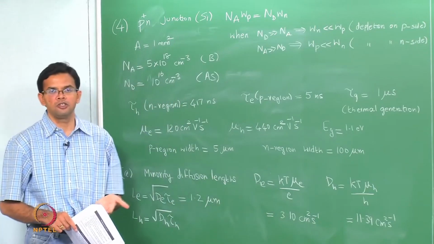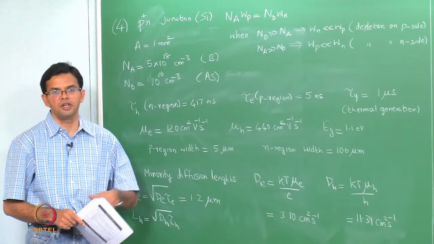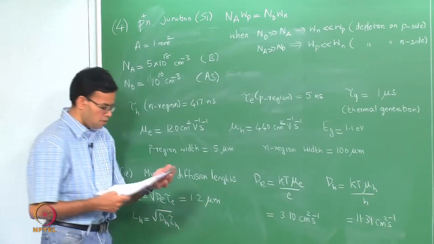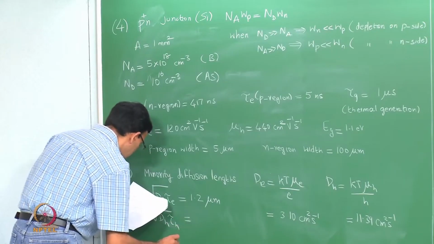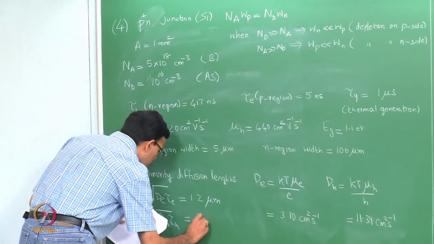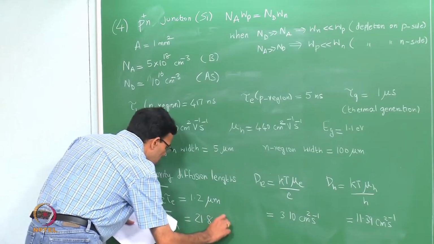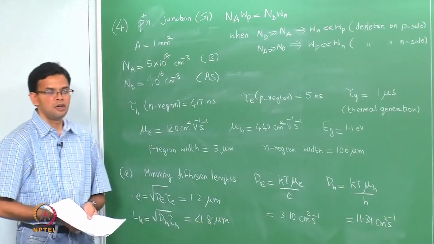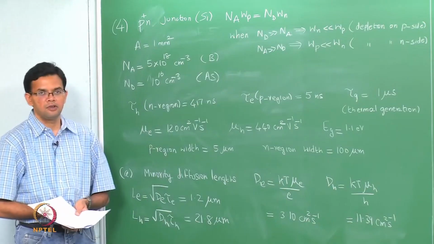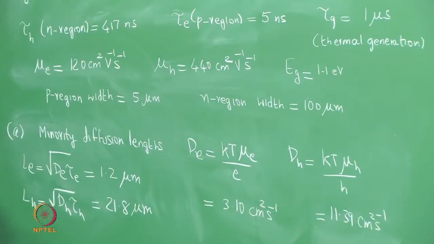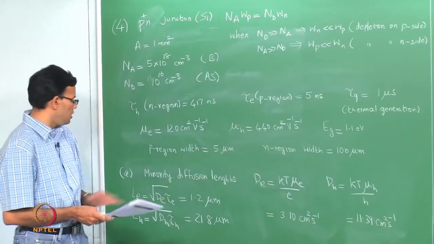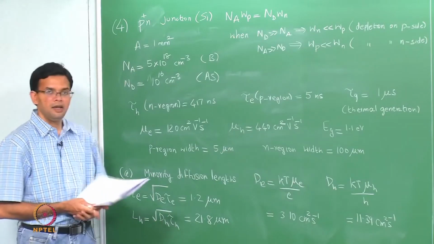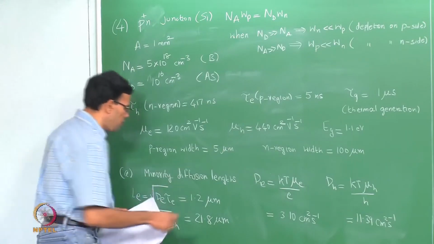So, your answer will also be in centimeters, you can just convert that into micrometers. So, Le is 1.2 and Lh is larger, it is 21.8 micrometers. So, if you looked at the length of the diodes on the p and the n side, on the n side the diode length is 100, on the P side the diode length is 5 micrometers.